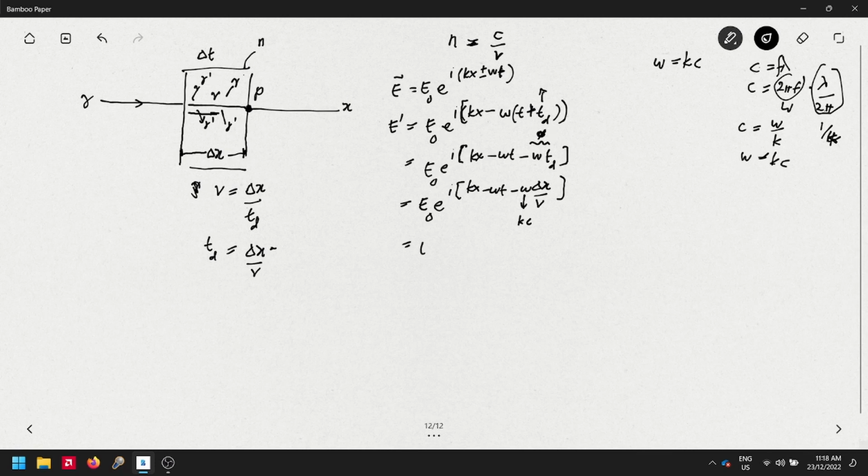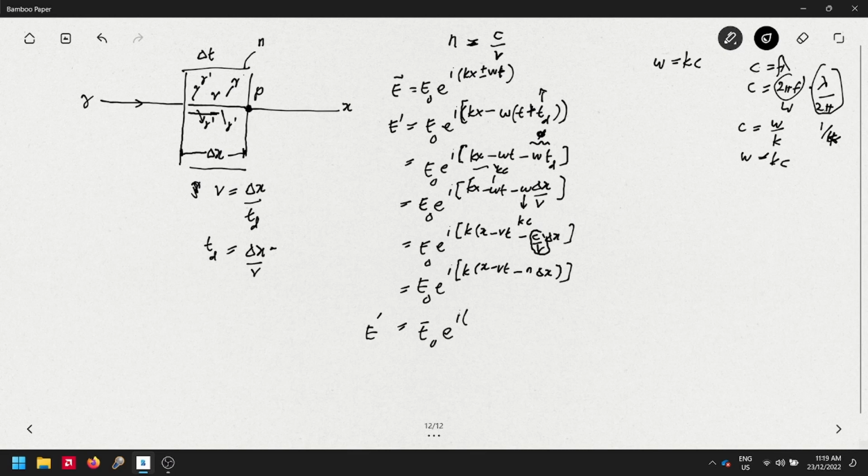Substitute this, and then I'll have E naught e to the i (kx minus, this one is kc as well, so I can bring all the k's outside, vt, and then I have minus c over v delta x). This is the mathematics, okay? And then this is also equal to e to the i k, where c over v is the refractive index, (x minus vt minus n delta x). If you do the math, finally you should have something like this: E naught e to the i (kx minus omega t) times e to the negative i k n delta x.